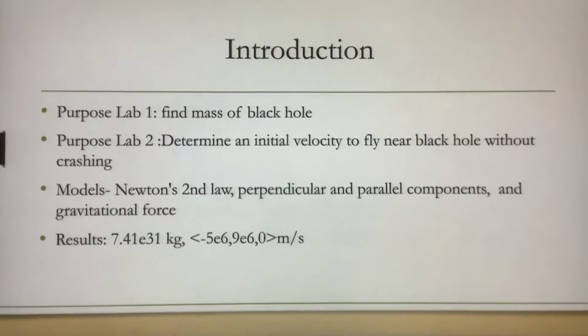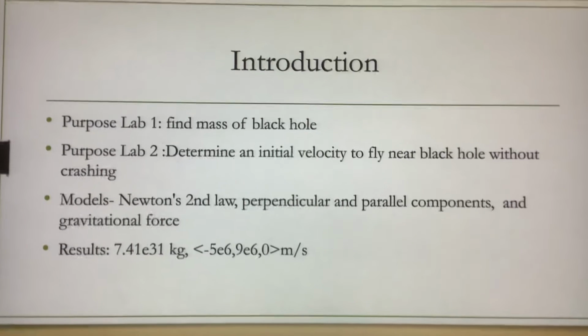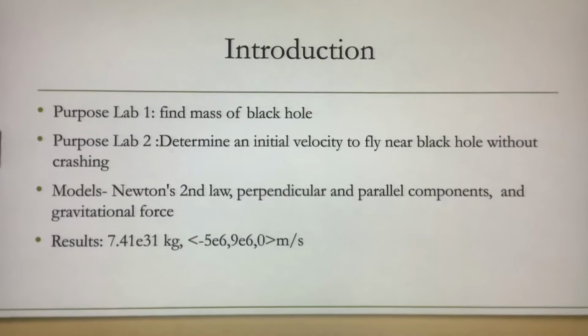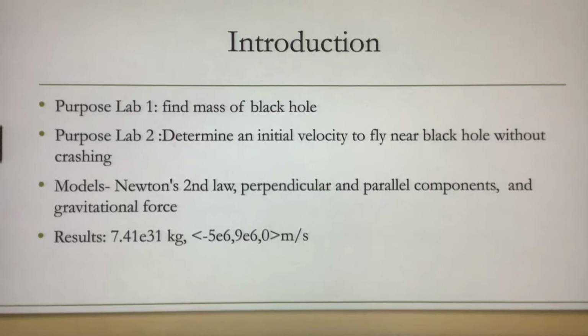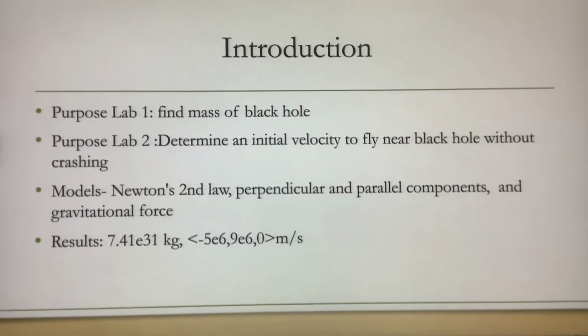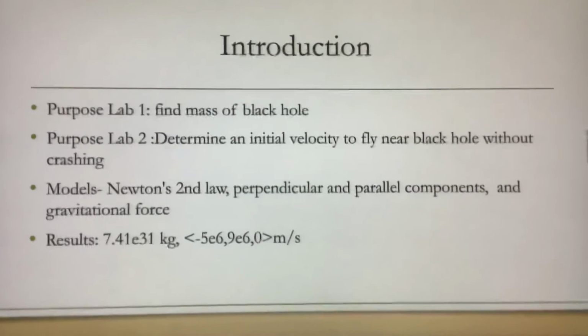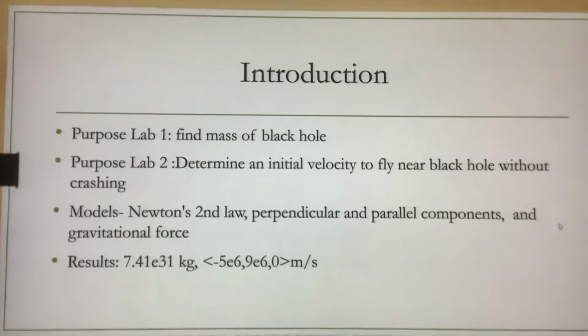My results for the first lab were that the black hole had a mass of 7.41 times 10 to the 31 kilograms, and that an initial velocity of -5 times 10 to the 6 in the x direction and 9 times 10 to the 6 in the y direction would satisfy the motion.